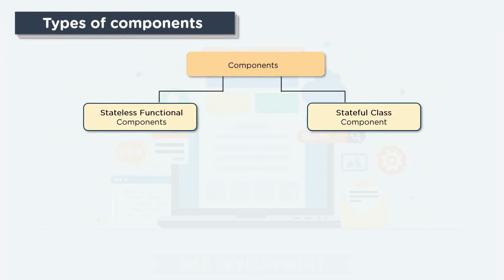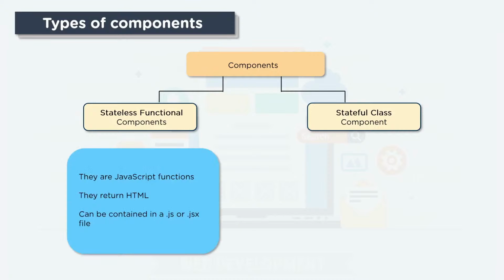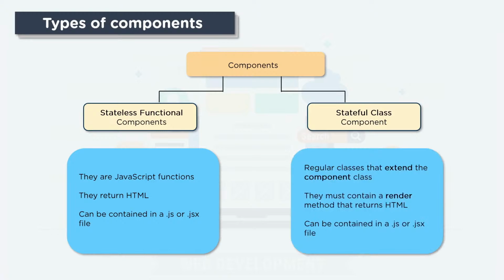First, we have the stateless functional components, and then we have the stateful class components. Now, functional components are typical JavaScript functions that return HTML. They can be contained in a .js or a .jsx file. Coming to class components, these are regular ES6 classes. However, it's mandatory that they contain a render method that in turn returns HTML. They can also be contained in a .js or a .jsx file. Okay then, let's go ahead and build our first React application using components.